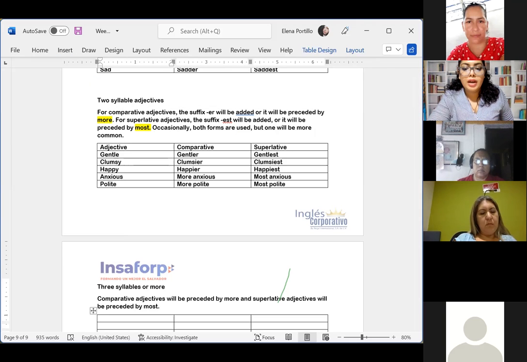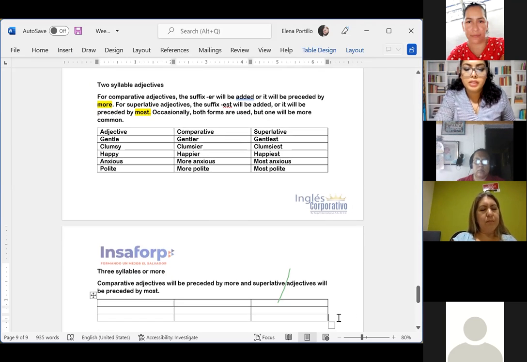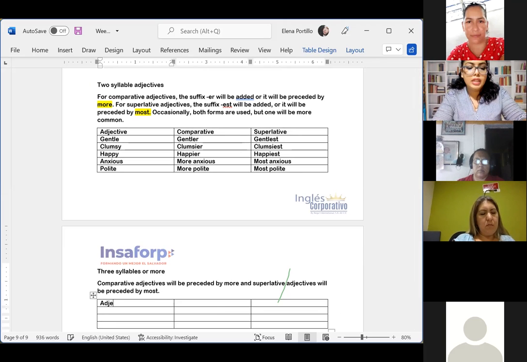In this case, we have bigger words, and we are going to see that we have the adjective. Then we have the comparative. And then we have the superlative. And in this case, we have three adjectives: important, then we have attractive, and we have embers.